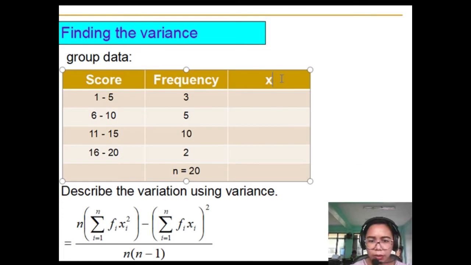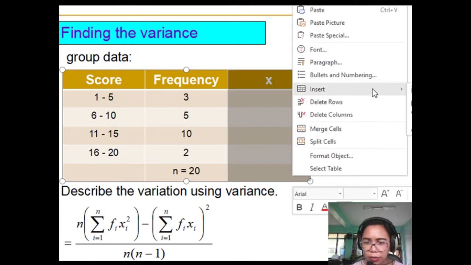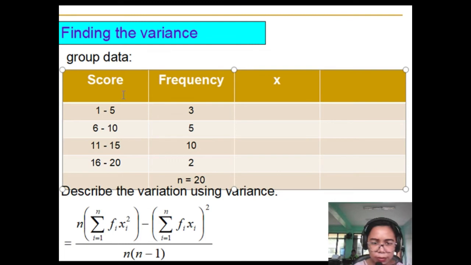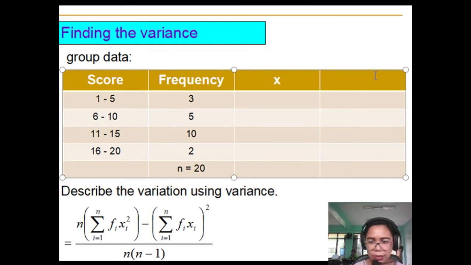For the class mark, another column. For the product of the class mark and frequency. So this is f times x. This is 3, 8, 13, and 18. Okay, we multiply this to here, so we have 9.